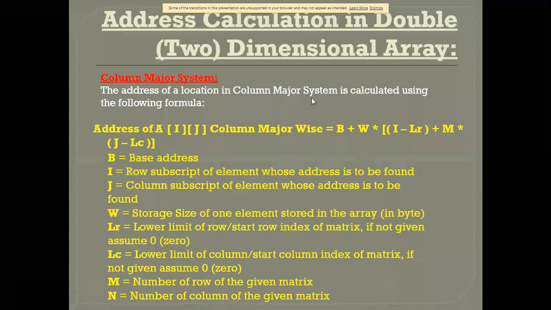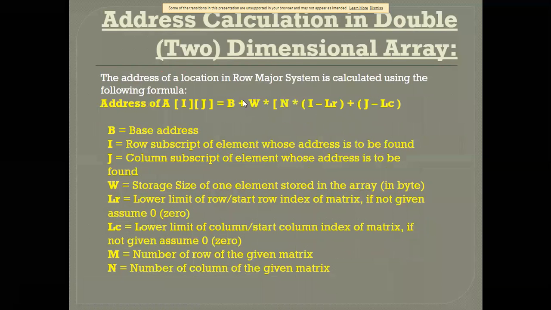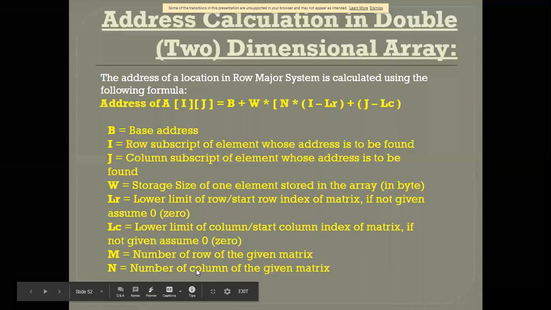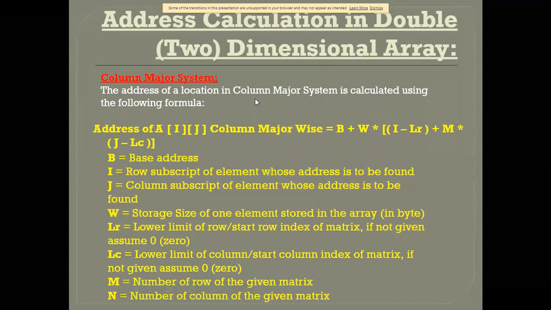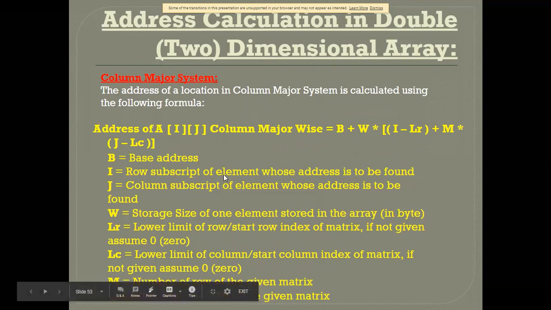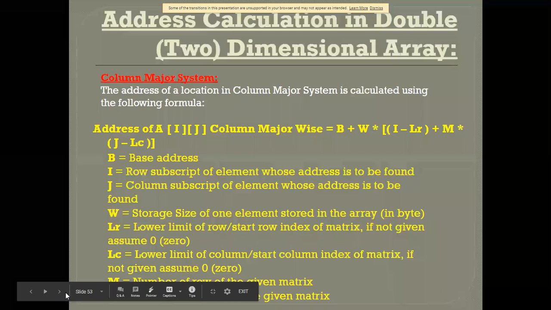This is slightly different when we talk about column major and row major. Okay, fine everyone, again I am revising this part. All the terms are the same, but when we calculate the row major system, N is given, meaning the number of columns. When we calculate the address of a particular subscript value for the column major system, M is given, the number of rows. Only this difference is there. Otherwise the whole formula is the same for column major and row major. I hope everyone agrees with this.